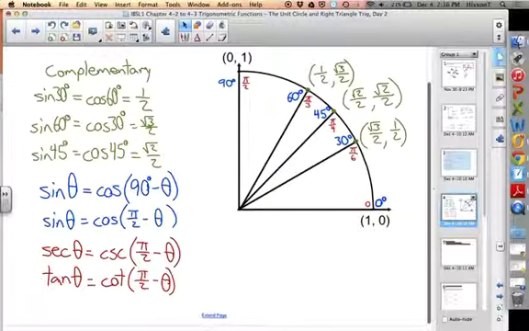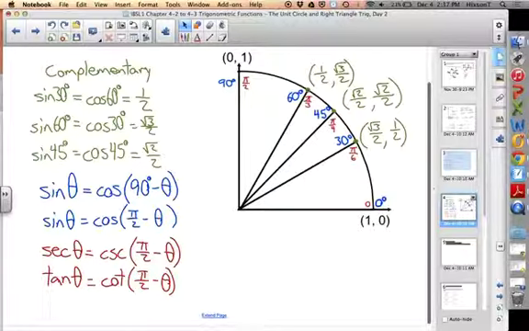Pi over 2 and 90 degrees are the same thing, right? Yes. How could they be the same? Different units of measure. It's just like 1 kilogram is 2.2 pounds. 1 equals 2.2 because they're two different units of measure.